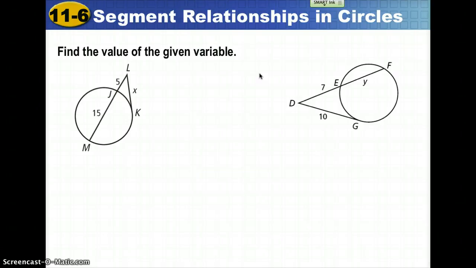Some things to keep in mind. Whole thing versus outside. Whole times outside. In a tangent, you have to square it. In a chord, we multiply using the same pieces of the segment. Right? If we got a segment that's got two parts, we take one part times the other part equals the third part times the fourth part.